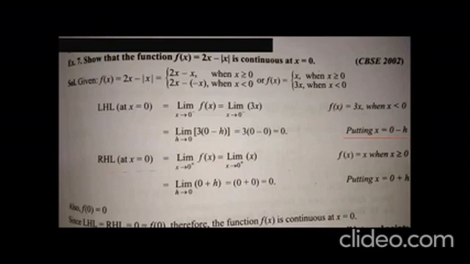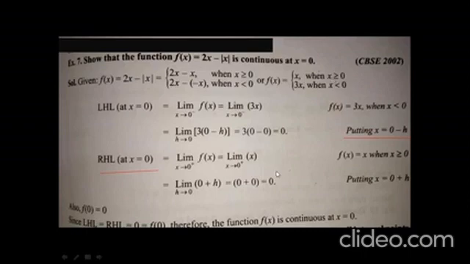Now we need to find the value of the right hand limit at x equal to 0. Again, apply the definition of the right hand limit: limit x tends to 0 plus f(x). Now we have to put in the value of f(x). Because it is 0 plus, it means slightly more than 0, so x should be more than 0. So f(x) becomes x when x is more than or equal to 0.